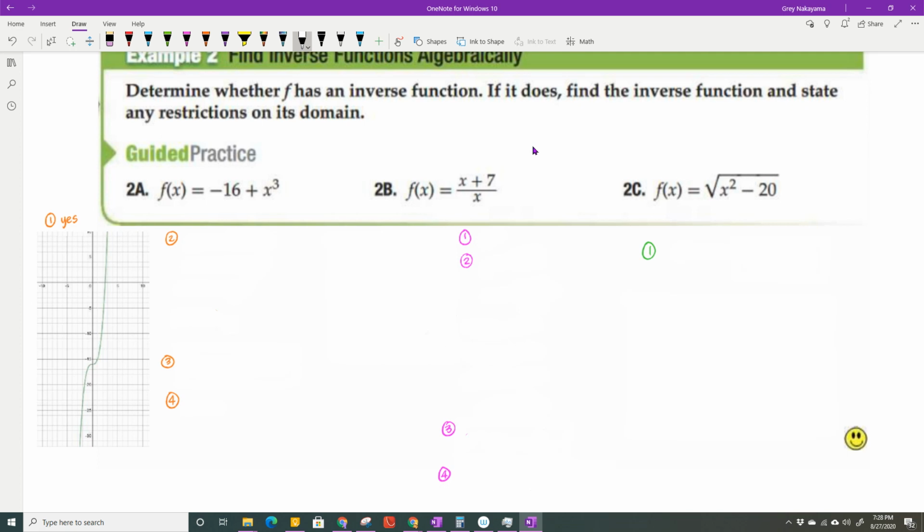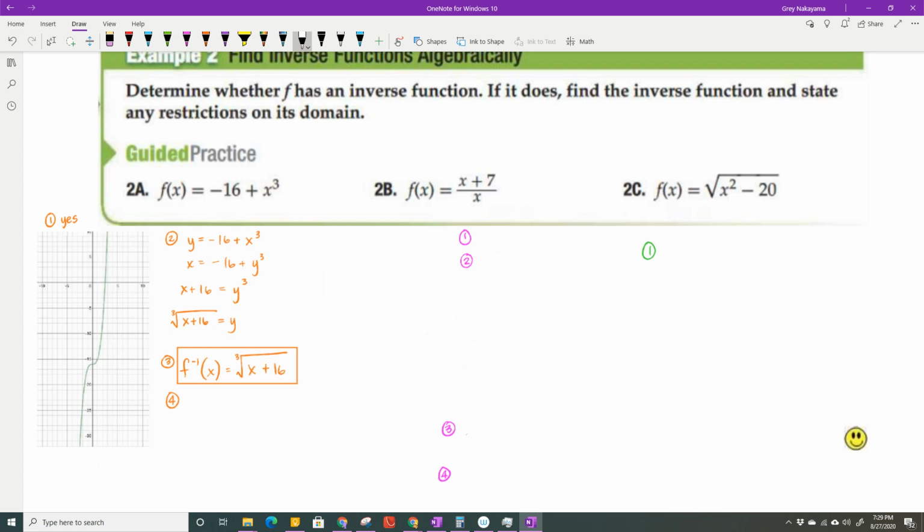To find that inverse function, I'm going to first replace f of x with y. After I do that, I'm going to switch the x and the y. Then I have to solve for y. To solve for y, I'm going to add 16, and then I'm going to take the cube root. So that is the cube root of x plus 16. And the last step is to make sure that I replace y with f inverse. There we go. F inverse of x equals the cube root of x plus 16.